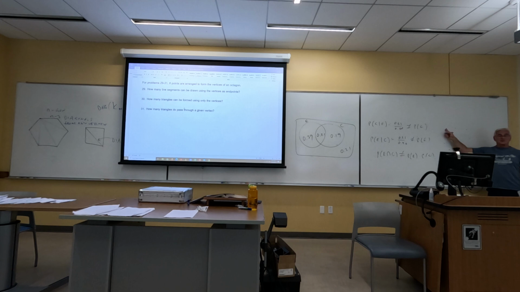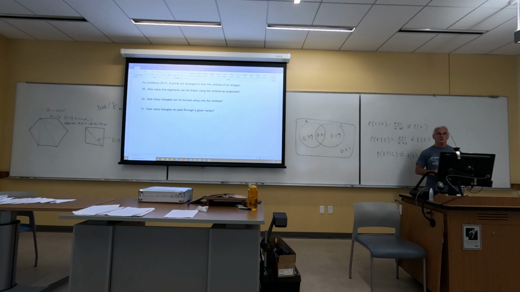If I'm counting this as an edge coming out of this vertex, the same edge is also being counted coming out of this vertex. So every edge got counted twice. So it's 8 times 7 over 2. How many triangles can be formed using only the vertices? Ooh. 112.